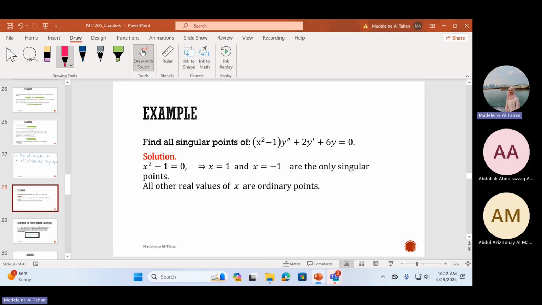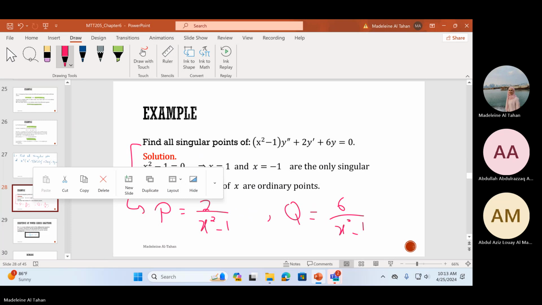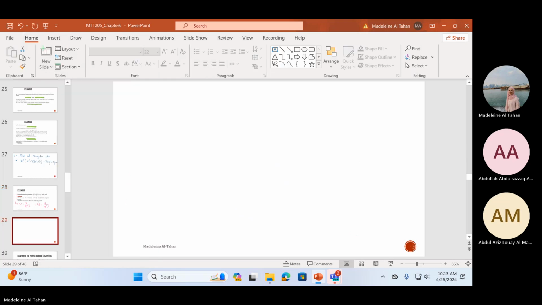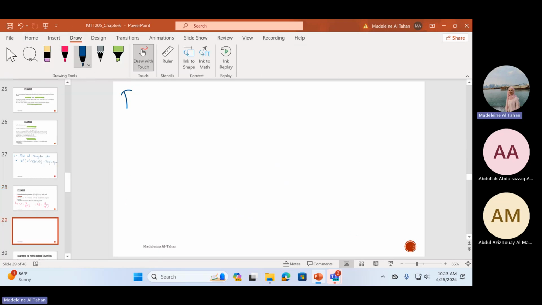When you write it in standard form, what's your premise? And what's your Q? Right, miss? Did all of us know how to find P and Q? So again, P is 2 over x squared minus 1. Q is 6 over x squared minus 1.